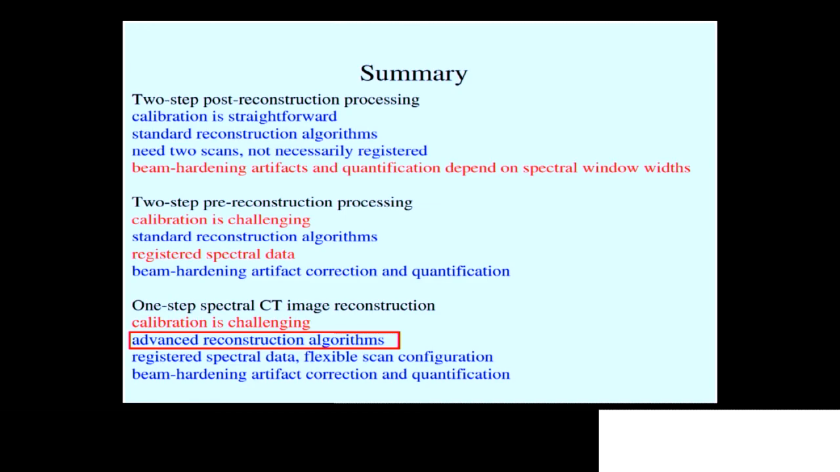For the 2-step pre-reconstruction processing, the calibration is more challenging. You can still use standard reconstruction algorithms, but you need registered spectral data. But this at least does deal with the beam hardening artifacts, and you can do quantification. Okay. For the 1-step spectral CT reconstruction, the calibration is still challenging. I've put this advanced reconstruction algorithm in a red box because for application it's a disadvantage, but for us, as theoreticians, mathematicians, this is the fun part, right? So we like to develop this, so it's an advantage for us.